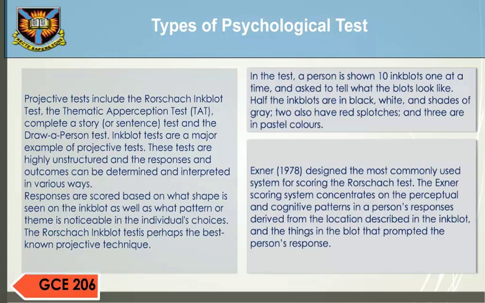Exner, in 1978, designed the most commonly used system for scoring the Rorschach test. The Exner scoring system concentrates on the perceptual and cognitive patterns in a person's responses, derived from the location described in the inkblot and the things in that blot that prompted the person's response.